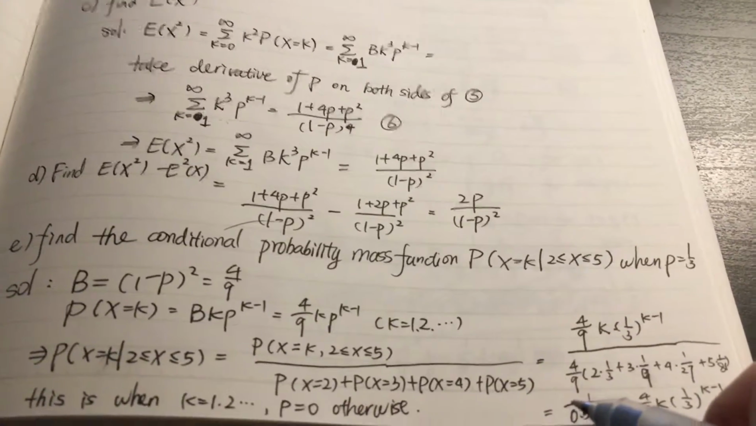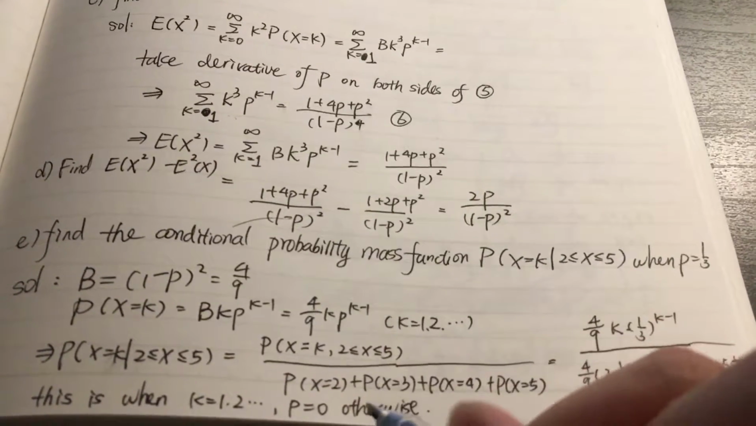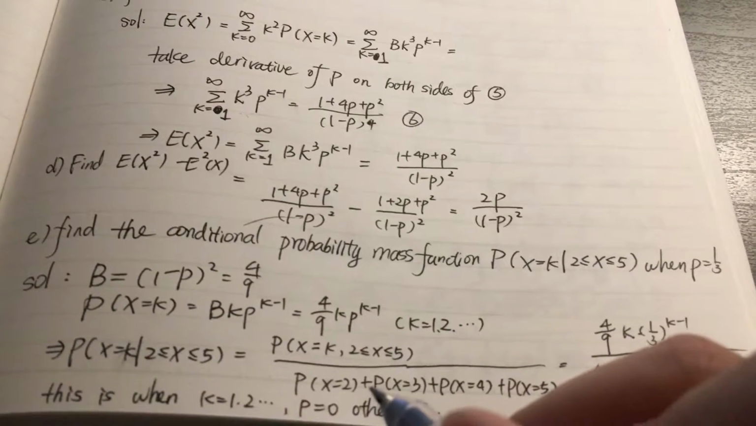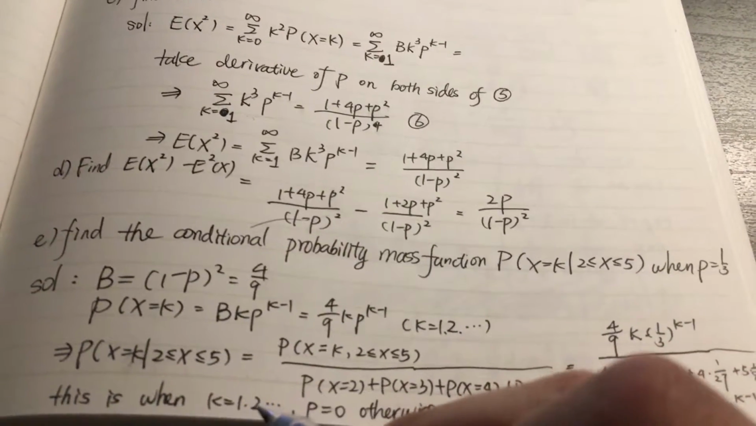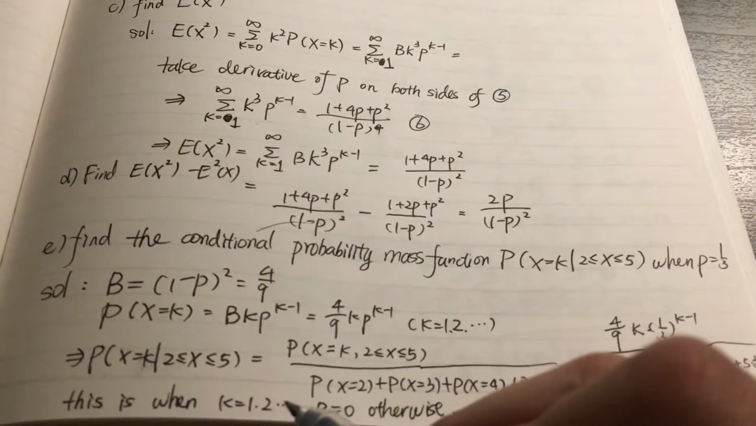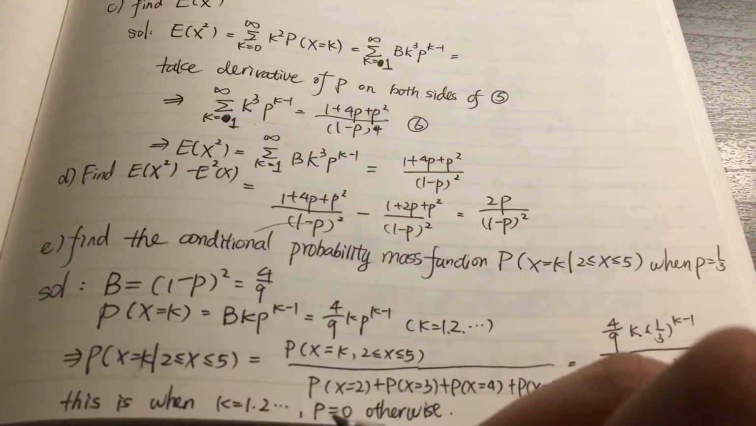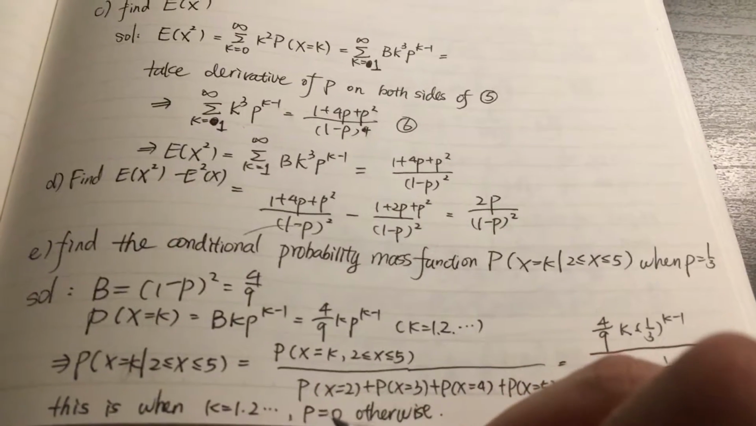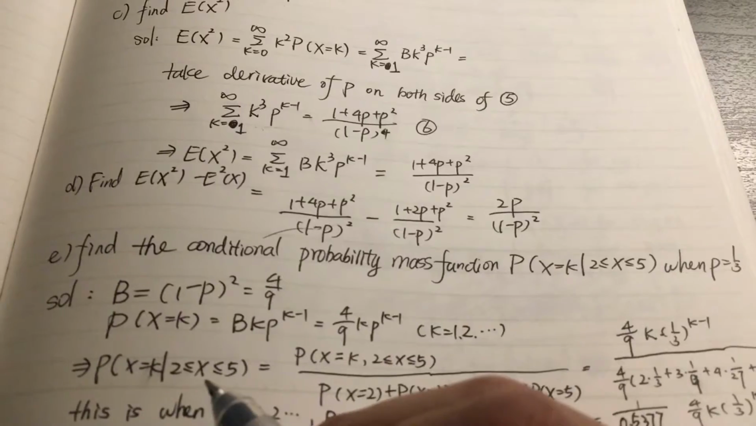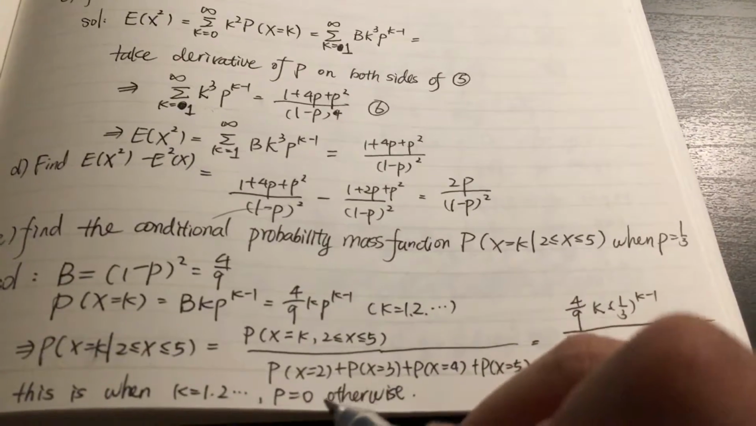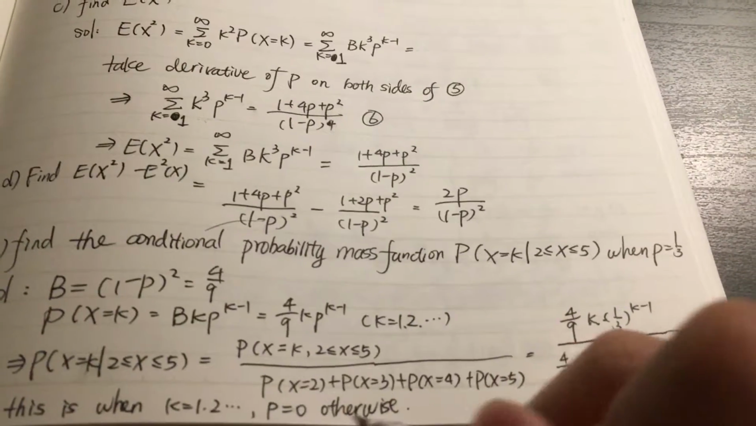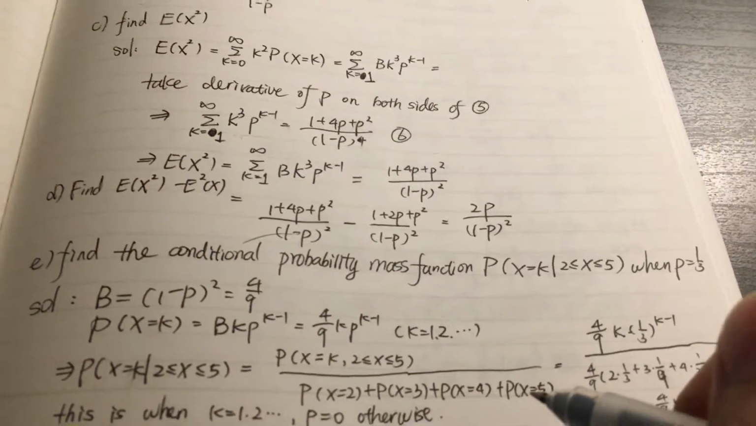And when k is not equal to any of these exact natural numbers, the probability of this conditional mass function is exactly equal to 0. So we can just write it here as a line, p equals 0 otherwise. And this is the end of this question 1.